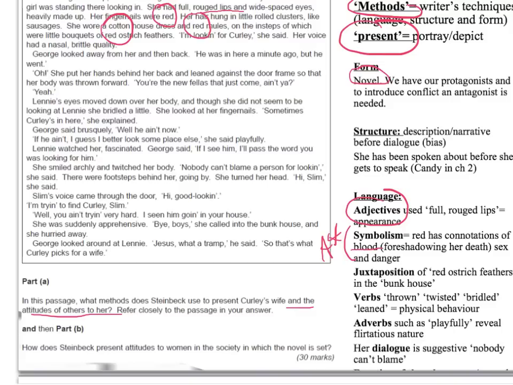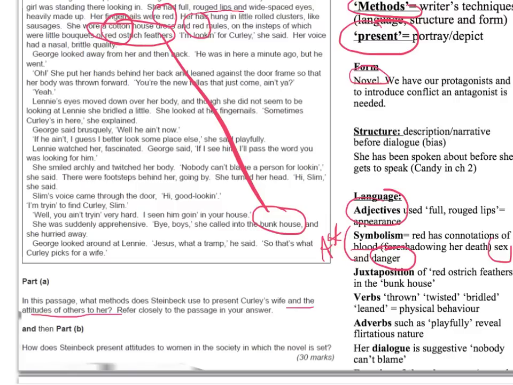Blood foreshadowing her death and possibly Lenny's, her sexuality, and also danger, red being symbolic of danger or threat. I would expect students also to possibly focus on the contrasting imagery of red ostrich feathers in a bunkhouse. That it's a very unusual combination of images, one of glamour and beauty in a bunkhouse that we've seen within the same chapter described in very bleak terms.